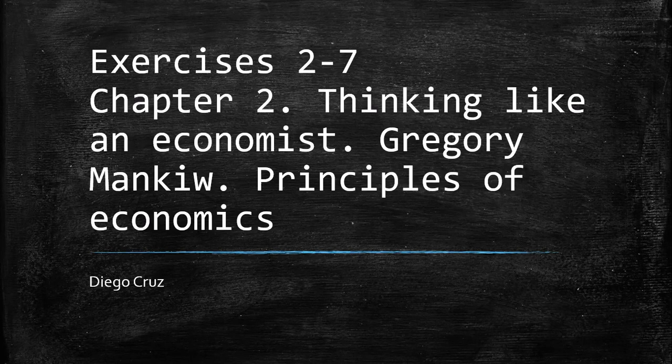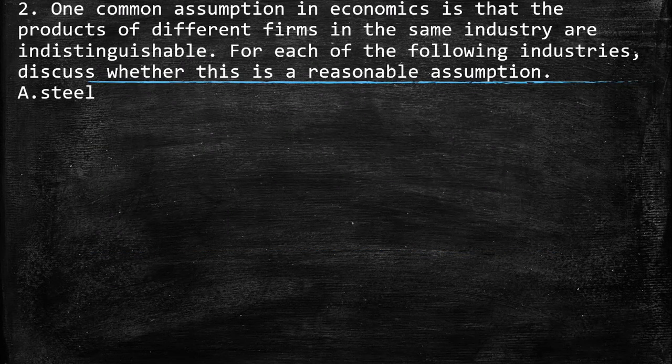Hi everyone, we are going to see the exercises from the second exercise to the seventh of chapter 2, Thinking Like an Economist, of Gregory Mankiw's book Principles of Economics. So the second question says, one common assumption in economics is that the products of different firms in the same industry are indistinguishable. For each of the following industries, discuss whether this is a reasonable assumption.